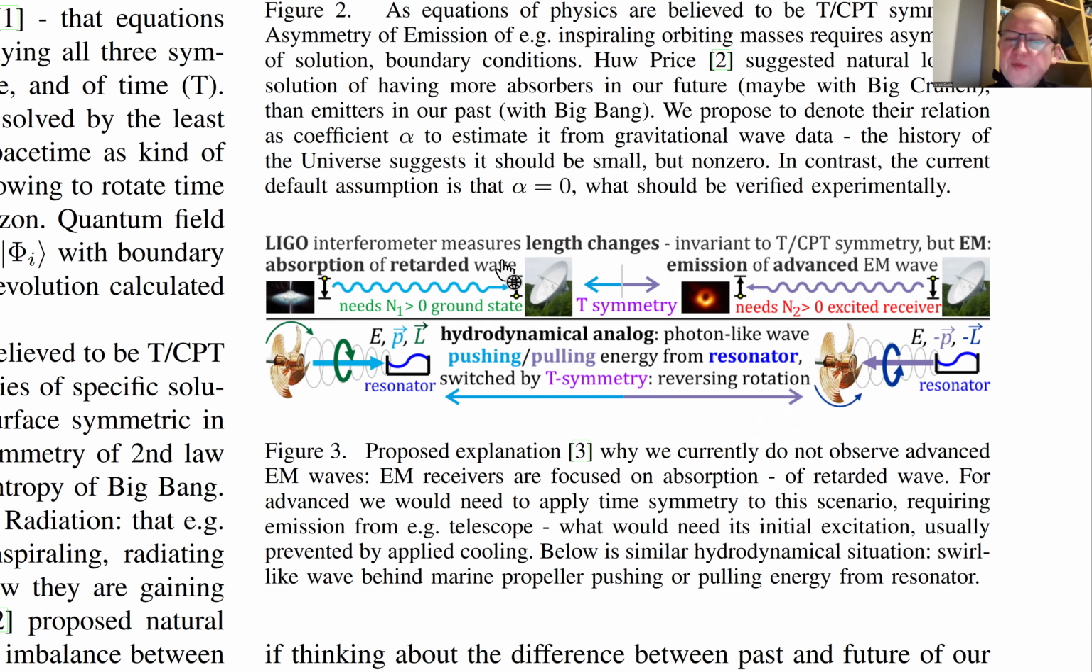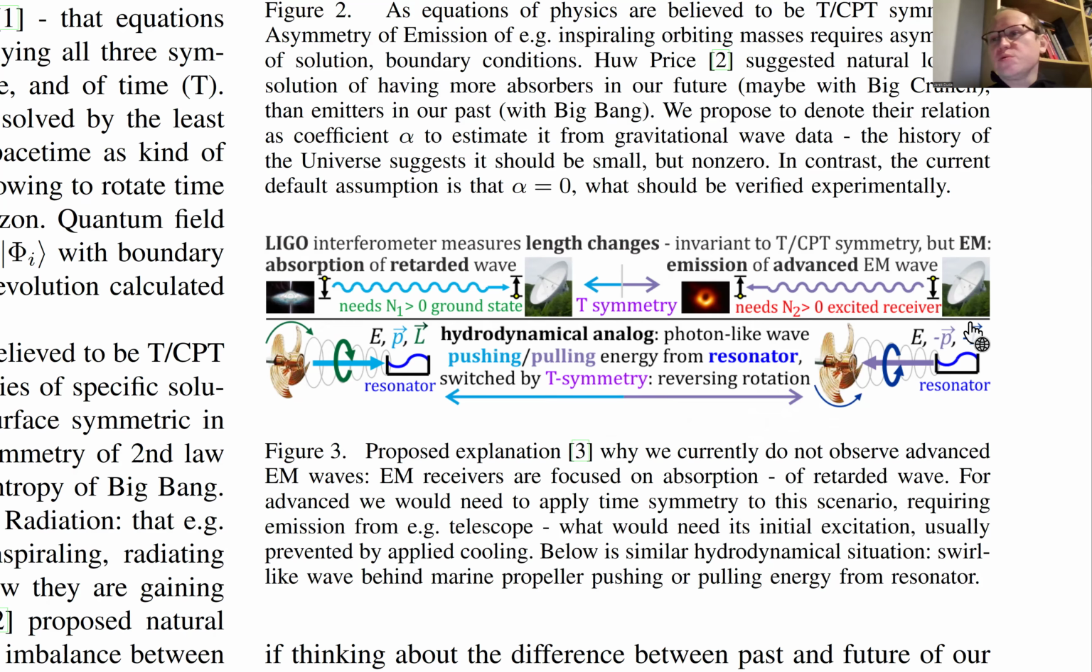Yes, it excites this resonator inside this telescope. However, for advanced, we need to apply time symmetry to this scenario. So we replace this white hole with a black hole, and now it de-excites, it absorbs a photon, and now it stimulates emission in our telescope. And now this stimulated emission would be the advanced wave. However, to make it happen, we would need to excite this telescope initially, which is much more difficult because usually the telescopes are cooled, so we avoid this effect.